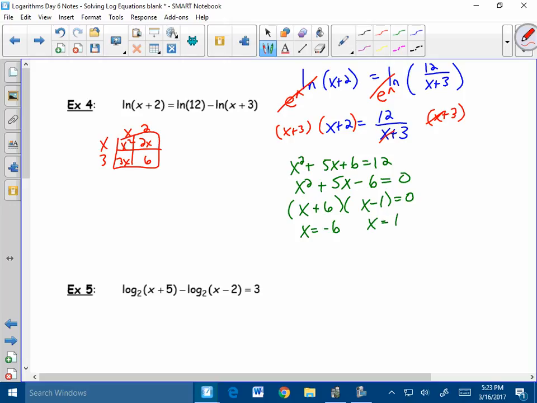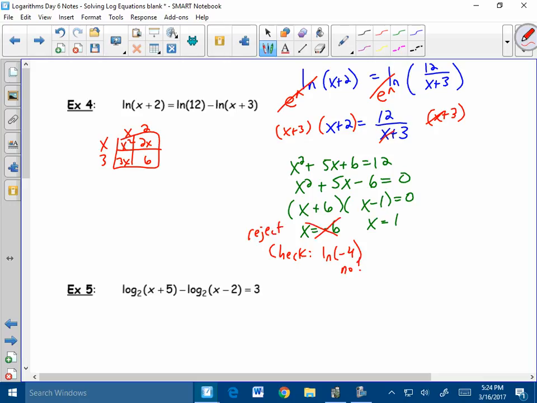But then I have to check them. And again, I always have my eye on that negative, and sure enough, if I try to plug in negative 6, I'm going to end up trying to do the ln of negative 4. Can't do that. So we have to reject the negative.